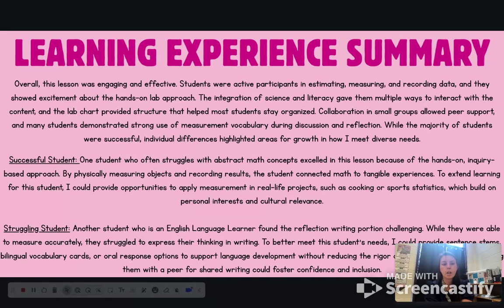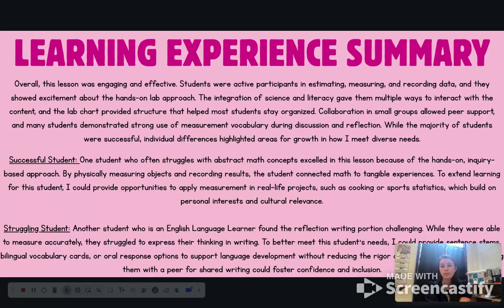Learning experience summary. Overall, this lesson was engaging and pretty effective for my students. They were active participants in estimating, measuring, and recording data. They showed excitement with the hands-on approach. They were excited to not get their math books out, which we have to do for some, but they like to get a little bit more in depth and get their hands on the materials. The integration of science and literacy gave them multiple ways to interact with the content, and the lab chart provided structure that helped most students stay organized.